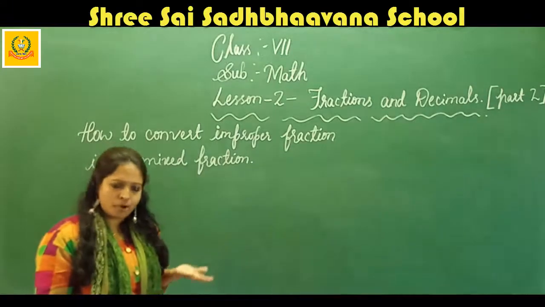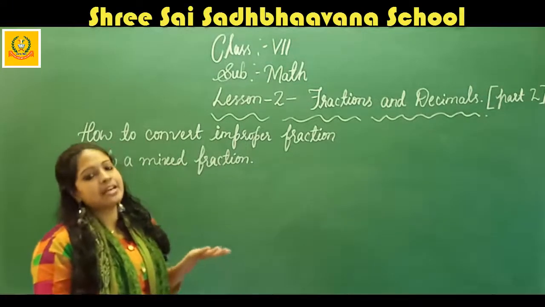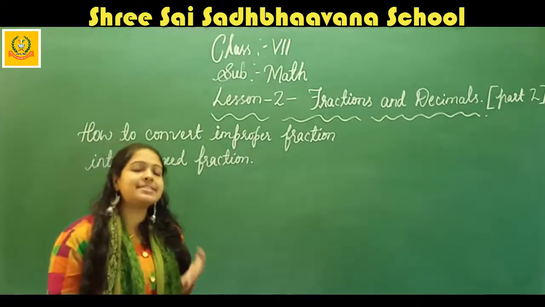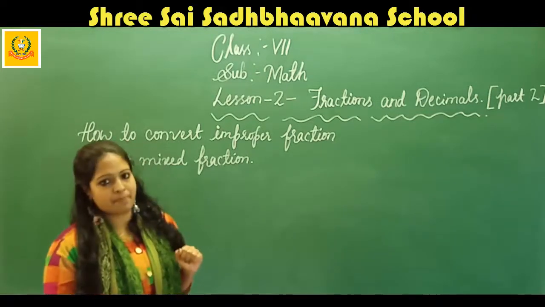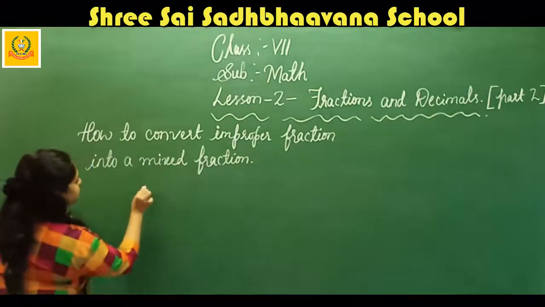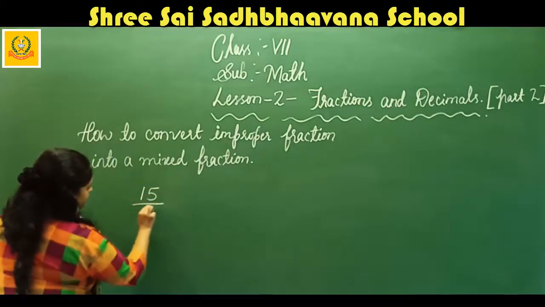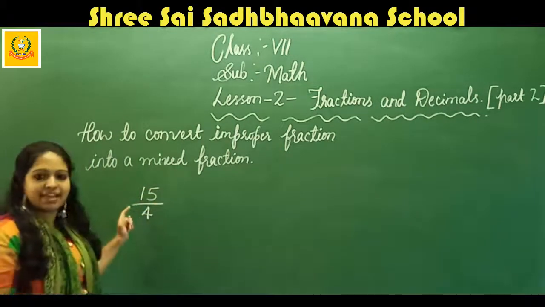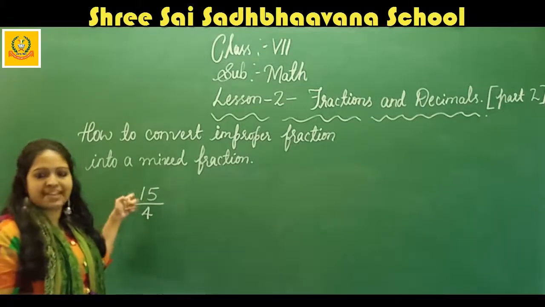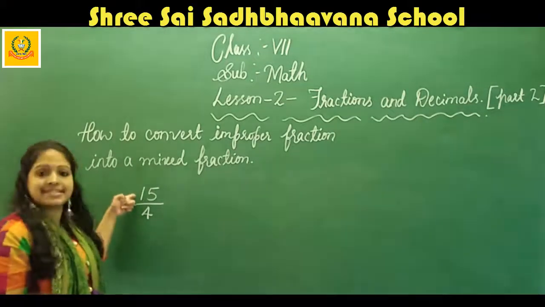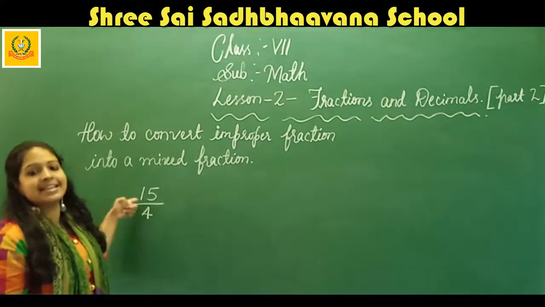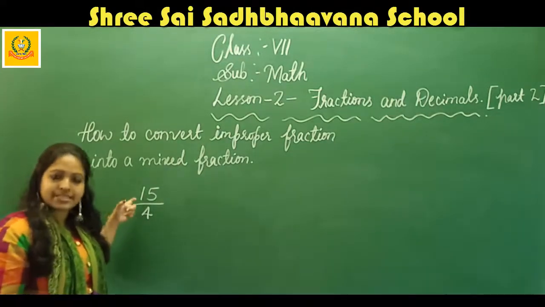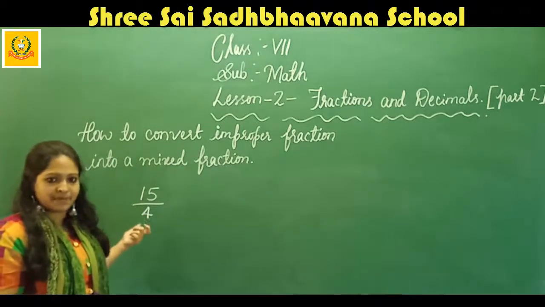Okay children, do you know what you mean by the improper fraction? The fraction whose numerator is greater than the denominator. Such fractions are known as improper fractions. Example, 15 by 4. How to read this? 15 by 4. So here you can see the numerator is greater than the denominator. The denominator is 4, which is lesser than the numerator. So such types of fractions are known as improper fractions.